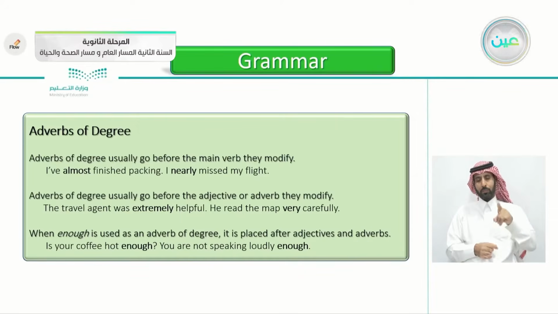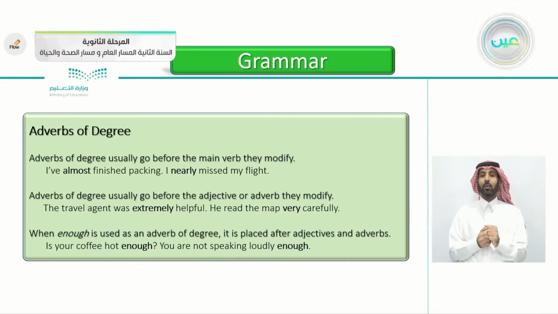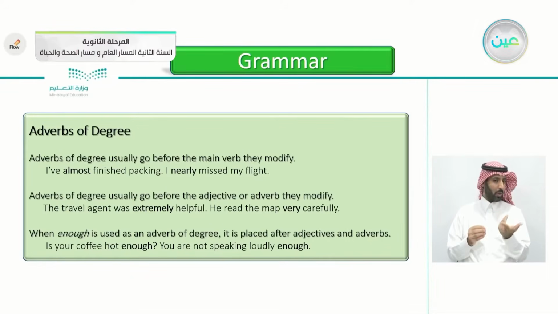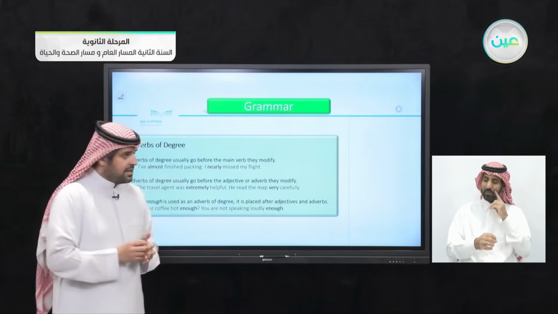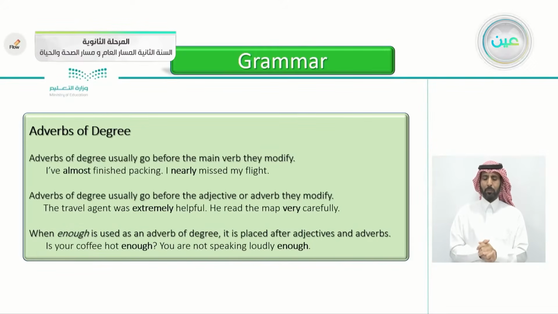So you can see here the main verbs, finished and missed. We put the adverb of degree before the main verb. I nearly missed my flight. Did I miss it? No, I just nearly missed my flight. Again here, the adverbs of degree usually go before the adjective or adverb they modify. So if you're talking about an adjective or an adverb, just like the main verb, we put it before it.